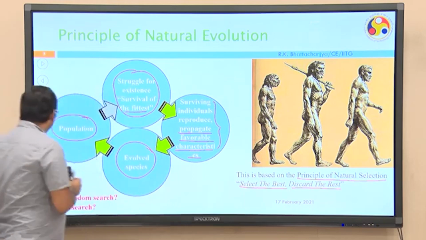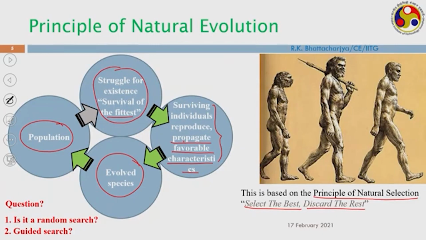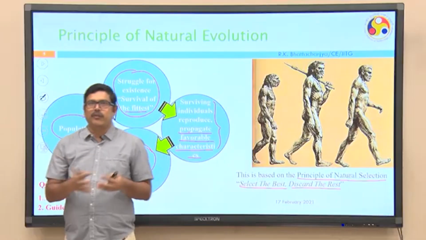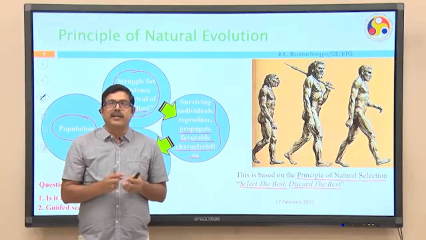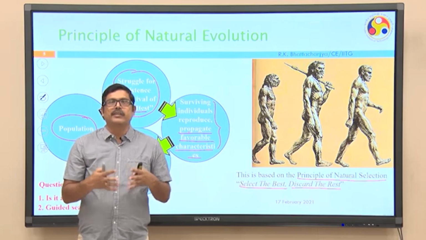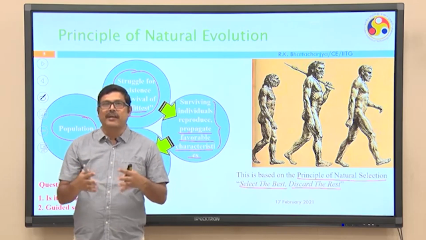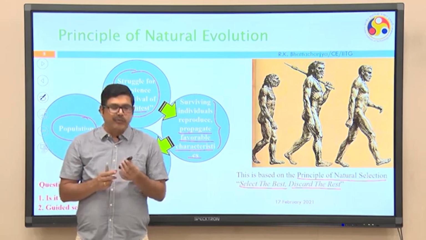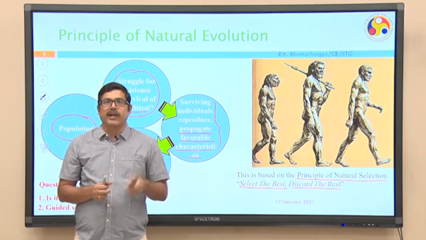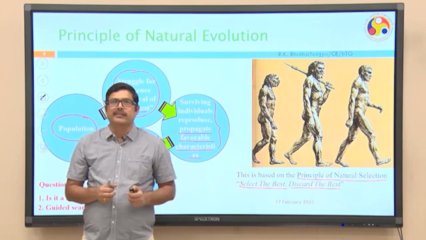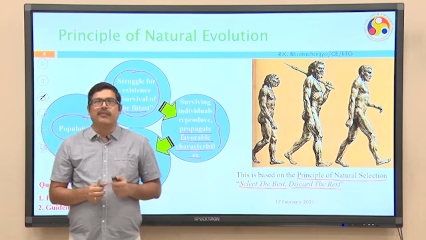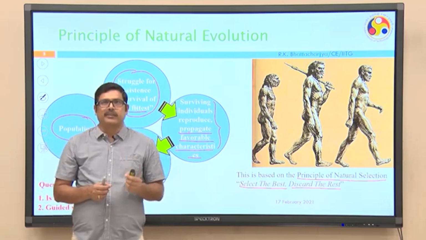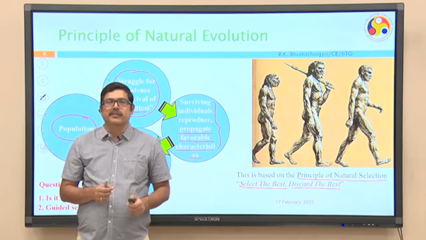So, now the question is whether it is a random search or a guided search. So, whatever evolve process, so we are evolving. So, is this evolve process a random search process or a guided search process, whether it is guided by some rules or somebody is guiding it. Okay. So, before that we have to understand what is random search and what is guided search. So, in the next slide I will explain what is random search and what is guided search.